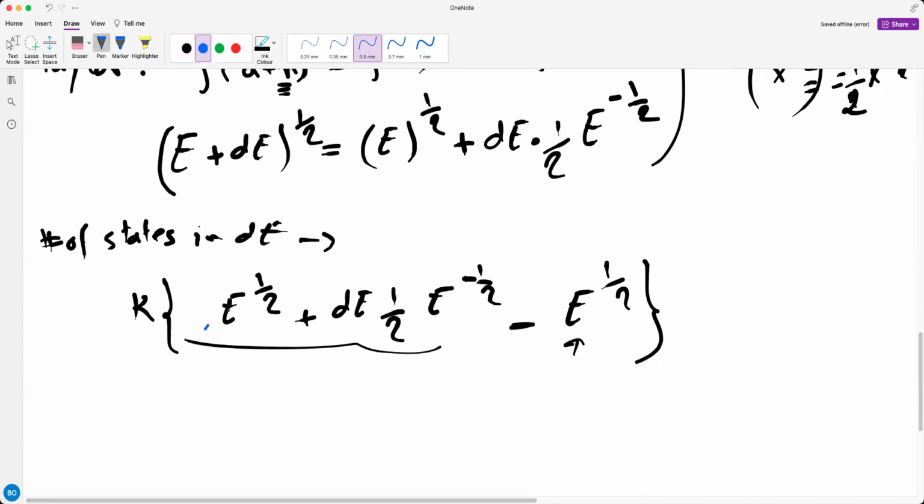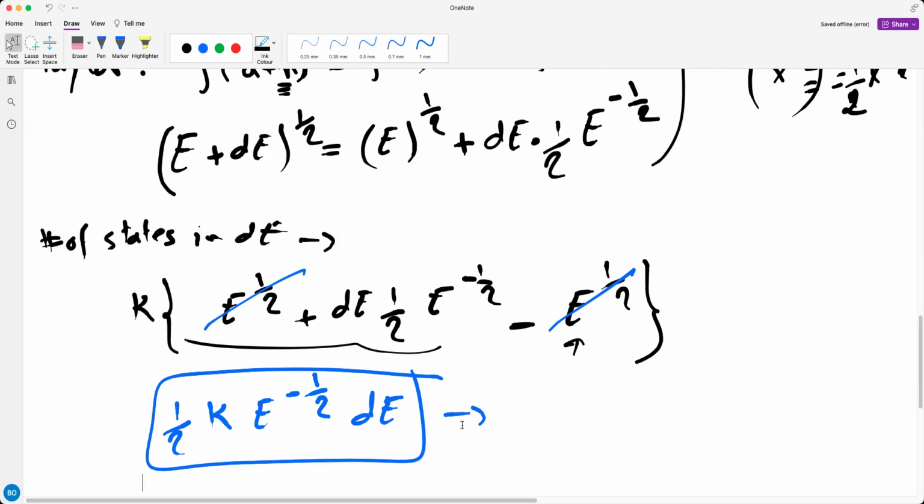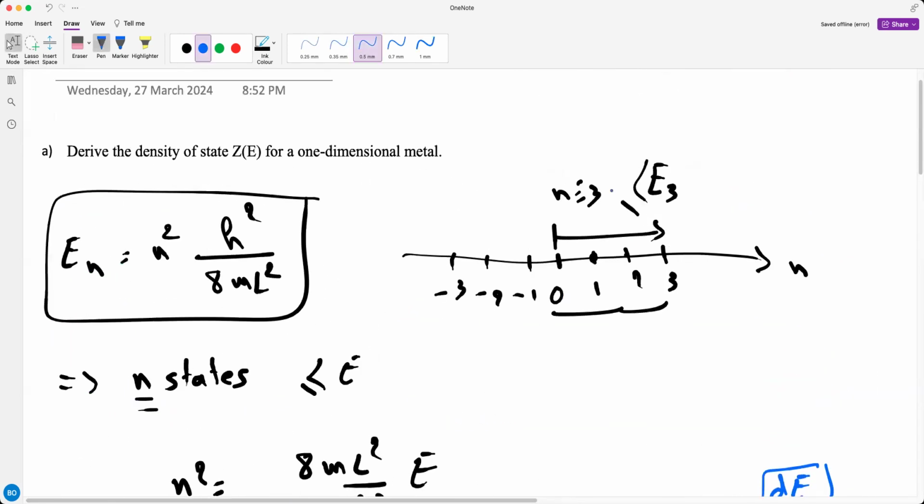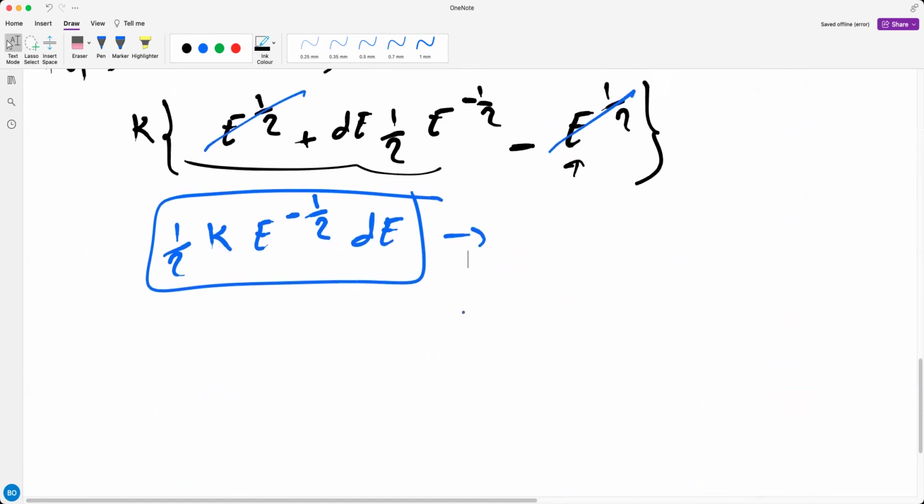And you can see the total number of the density will be 1/2 K E to the minus 1/2 dE. Now, we know that here, what we did, we took into account the negative values also. So we have to divide by 2 just to get rid of the negative value. So you have to multiply by 1/2 to divide by 2, but you also have to multiply by 2 because of the fermion, because of the exclusion principle of Pauli.